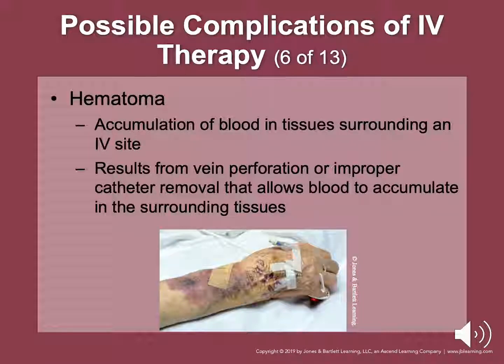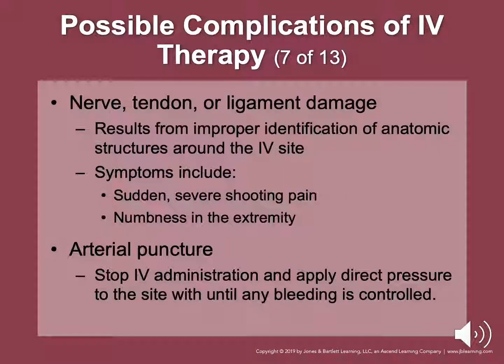All right, nerve, tendon, and ligament damage results from improper identification of anatomic structures around the IV site. Risk increases if the IV site is chosen around joints. Symptoms could include severe shooting pain and numbness in the extremity. Remove the catheter immediately, select another IV site, and document the event.